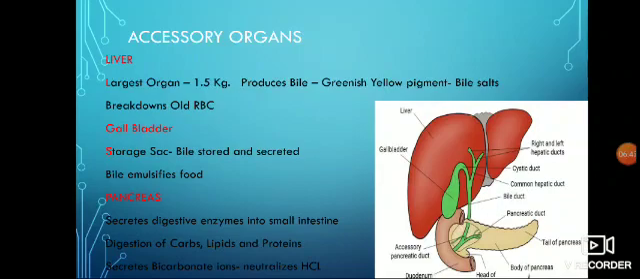Gallbladder. The liver produces bile, and it is stored in a sac called the gallbladder, and the bile is secreted into the small intestine when needed by the gallbladder. Then the pancreas secretes digestive enzymes into the small intestine. It helps in complete digestion of carbohydrates, lipids, and proteins. It also secretes bicarbonate ions, which help in neutralizing the HCl.